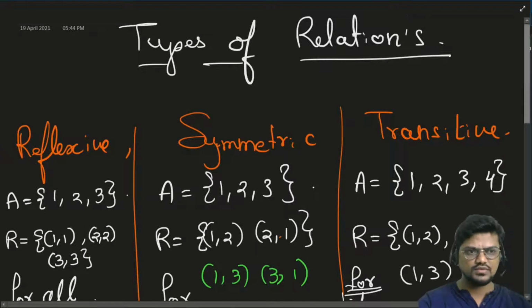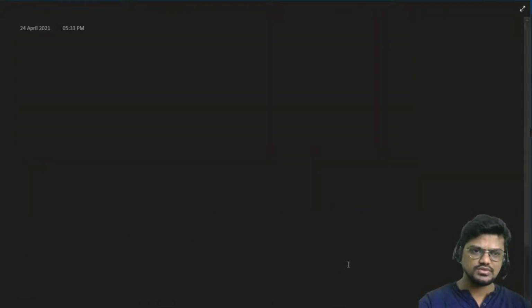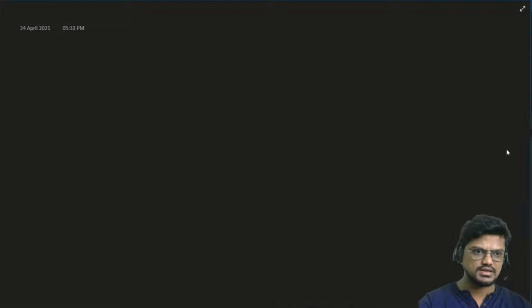So let's continue with it. We have done some sums in the last class. We'll now take the next sums, as we have done up to question number 8 in the last class. Now we'll take the next question. Just a moment. I'll take question number 9.